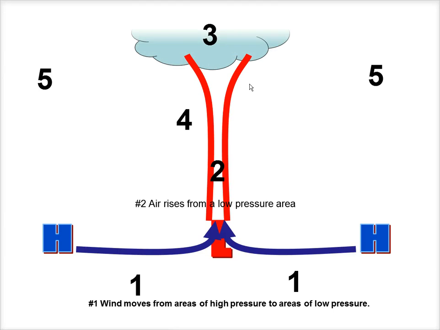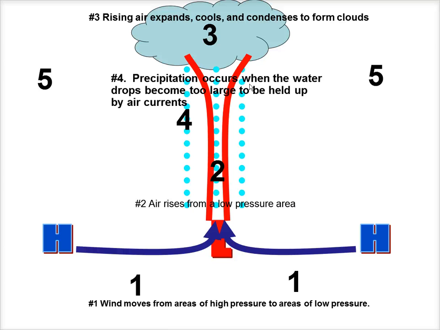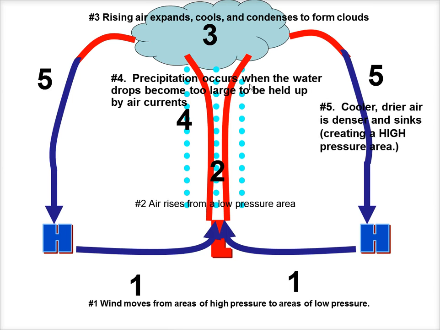Number three, rising air expands, cools to the dew point, and then condenses to form clouds. That's why low pressure is our lousy or stormy weather. Now, once that condensation creates water droplets big enough, they will fall as precipitation. And then cooler air that is denser is going to sink and create a high pressure area. And this is our clear skies, because when air sinks it warms above the dew point and skies clear up.